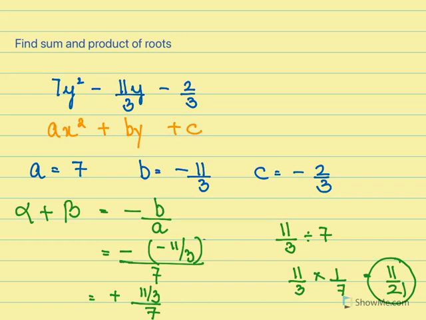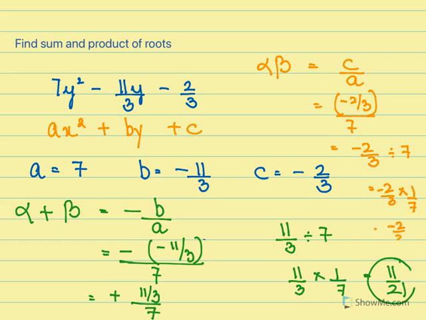Now to find the product of roots, alpha into beta, which is c by a. This is our c and here is our a. So c is minus 2 by 3, your a is 7. So you need to solve this up. So you have minus 2 by 3 divide by 7, which is minus 2 by 3 into 1 by 7, which is minus 2 over 21 will be the product of roots.